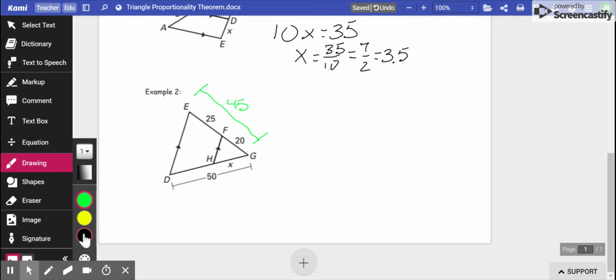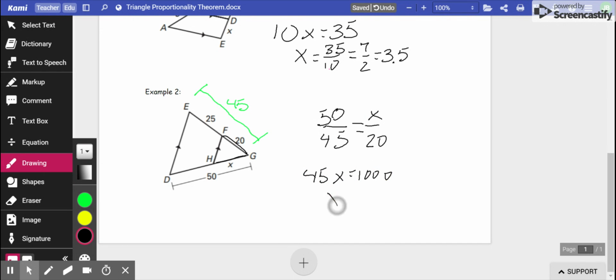And basically what I'm going to do is base it off of the total sides here. So I'm going to say 50 over 45. I did the total of DG over the total of EG equals x over 20. I basically just did this side over this side. Now, once you cross multiply and solve, you end up with 45x equals 1,000. Divide by 45, and you get 200 over 9, or approximately 22.2.